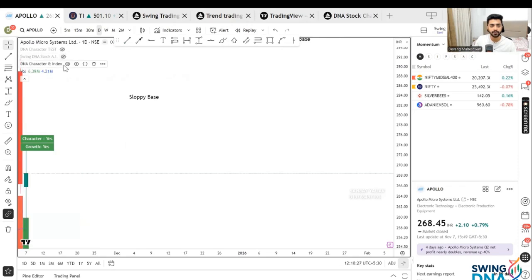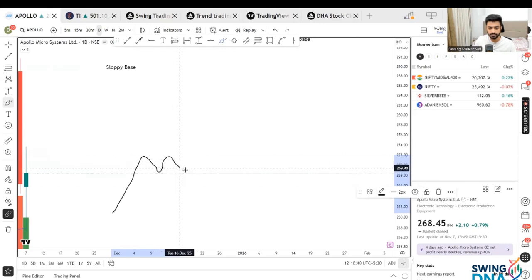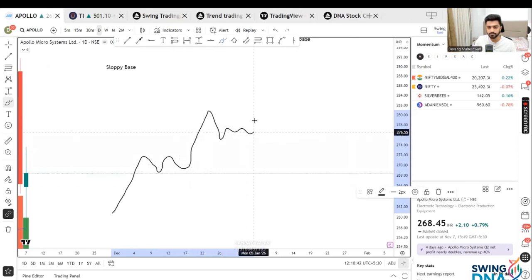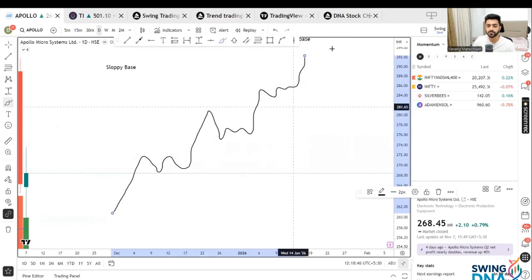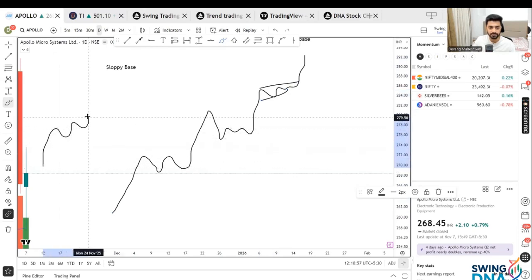Let me put this off for a while. There are two ways stocks move. One is like this. Okay, this is one move. A second move: once we have discussed here about upslope base, in which the stock moves like this and this.